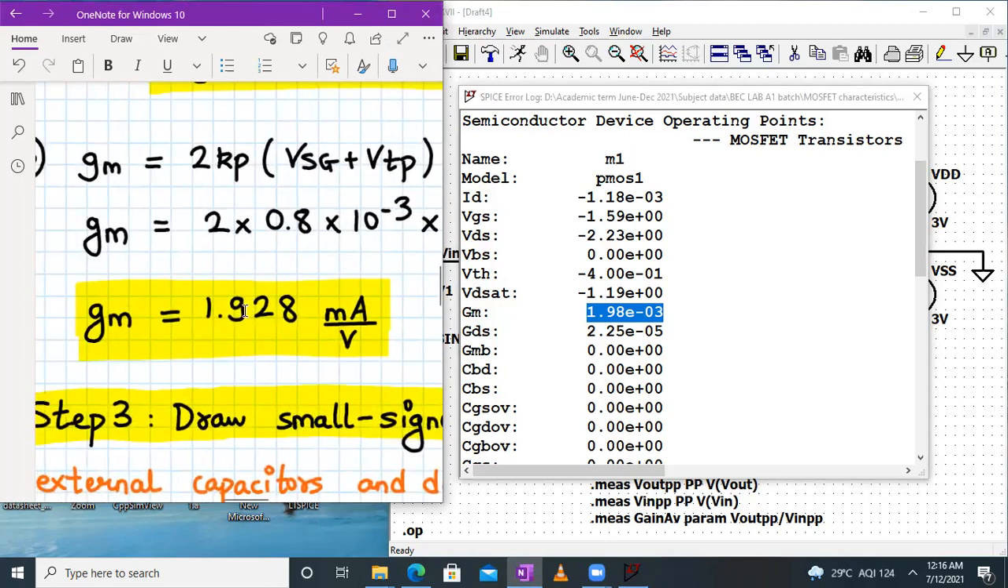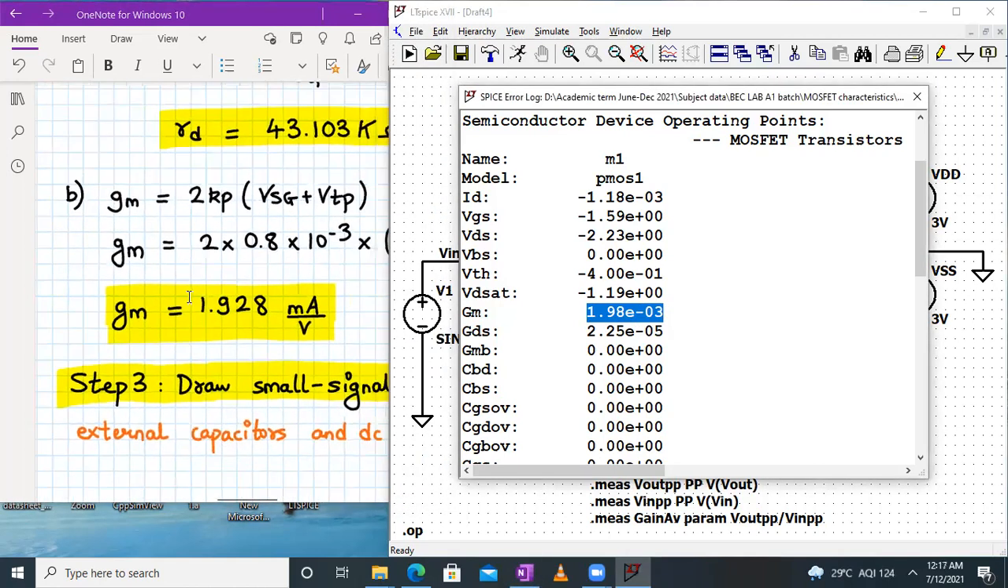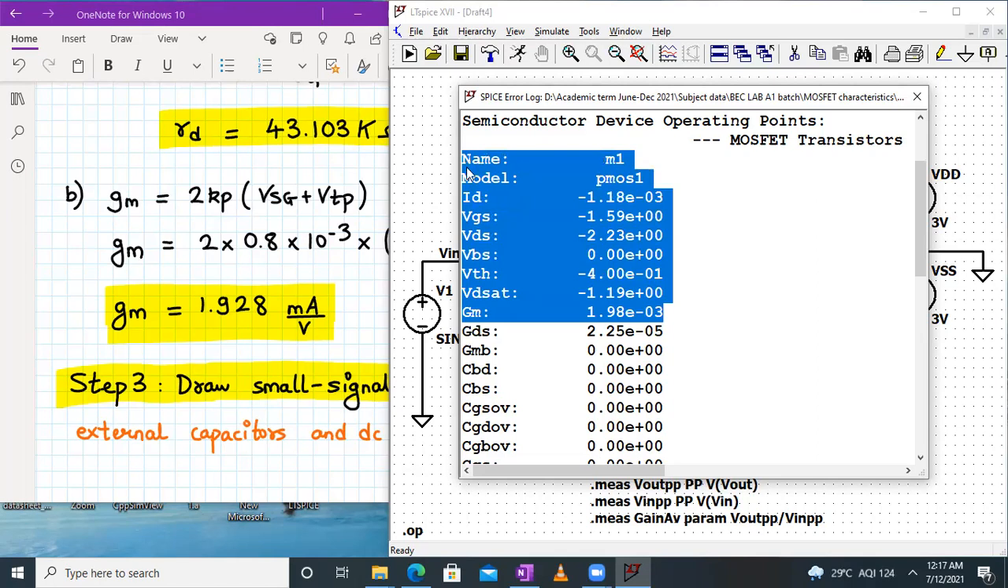So GM value is matching up to 1 decimal, but after the second decimal it's slightly changing. It's around 1.98 into 10 raised to minus 3, and here we are getting 1.928 milliampere per volt. So we'll close this now, and we'll copy these parameters into our schematic.